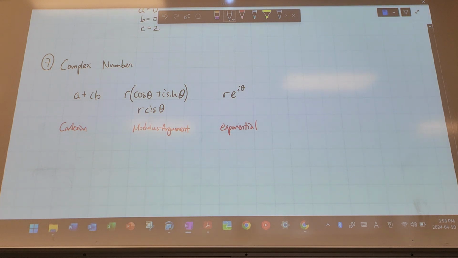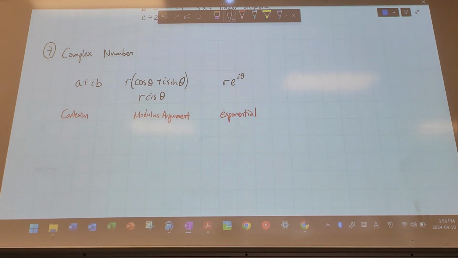My bad about that. So, one thing to note is that Cartesian form is the most useful when you're trying to do addition and subtraction. Whereas the modulus argument form and the exponential form are pretty similar. In my opinion, the modulus argument form is just a step between Cartesian and exponential, because exponential is just easier to use anyways, for multiplication.